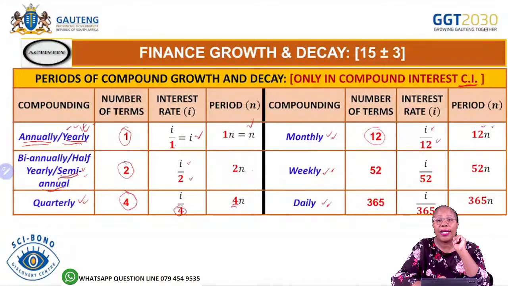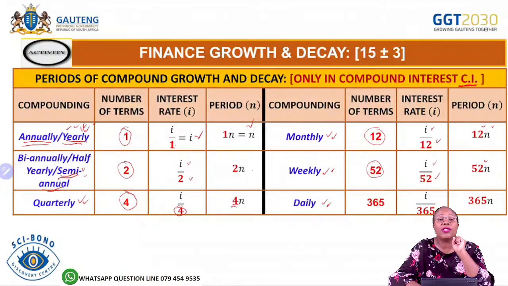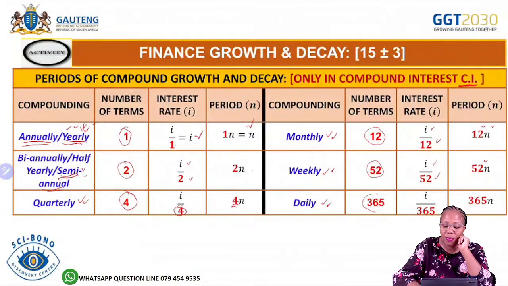And now weekly, in a year we have 52 weeks. The number of terms will be 52. I will be I over 52, and the period will be 52 times N. And lastly, we have daily compounding. On this one, the interest is added every day on a daily basis. So that will be 365, and then I over 365. This is for a normal year, which is not a leap year. If it's a leap year, it will be 366, okay?